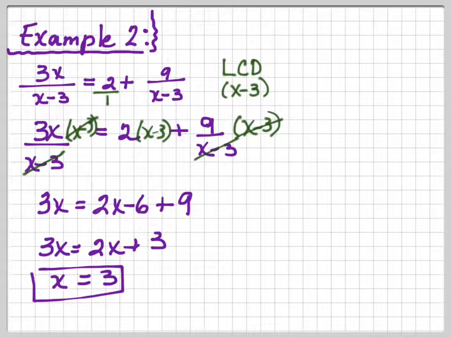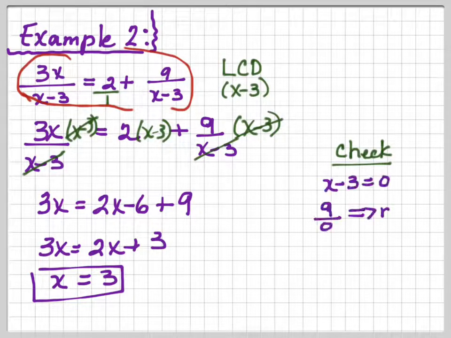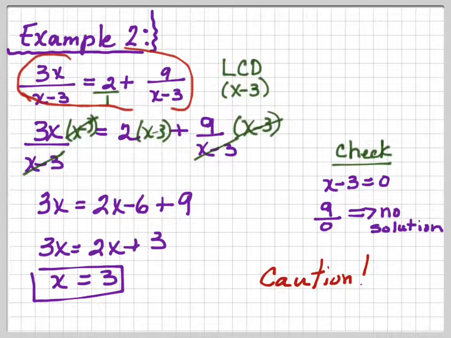Now there's a problem here, because if you look back at your original equation, what is the only number in the domain that x cannot be? That's 3. So in this case, when we check, that gives us no solution. So there is no solution, so you have to use some caution. When you have an answer, it's not automatically the right answer.